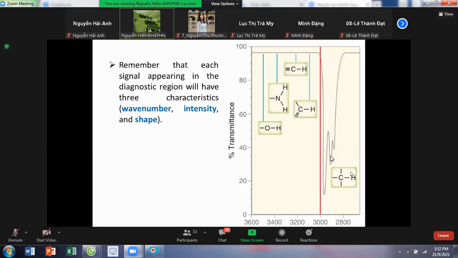So you can see the range of the XH bonds, just below 3,000 CsP3H, just above 3,000 CsP2H, and then CsPH. And if you go further, you can find the signal for NH. Remember, primary and secondary will have different shapes, and then OH often produces broad and strong signals due to hydrogen bonding. Often, not always.